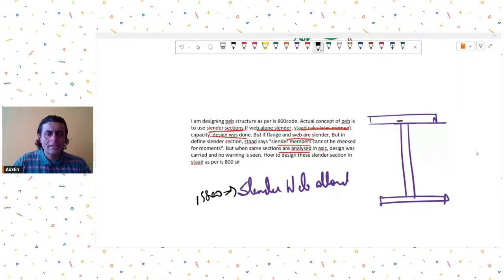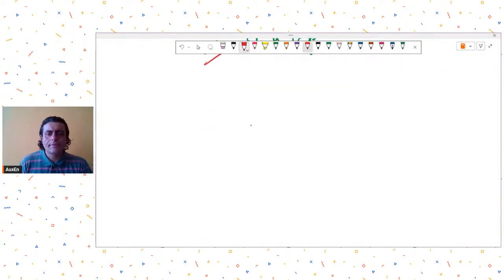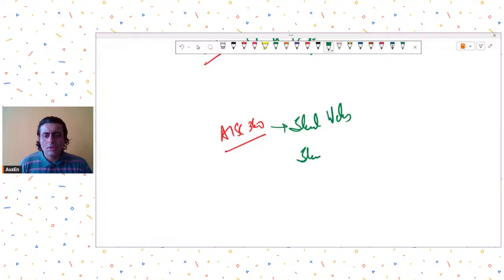Now, if you look at slender flanges, IS 800 as of now does not allow you slender flanges. If you provide slender flanges, then the code says that you need to go to IS 801, but it stops over there and does not tell you anything more than that. Now, if you look at the AISC code, AISC 360, the usage of slender webs is allowed, and slender flanges are also allowed.